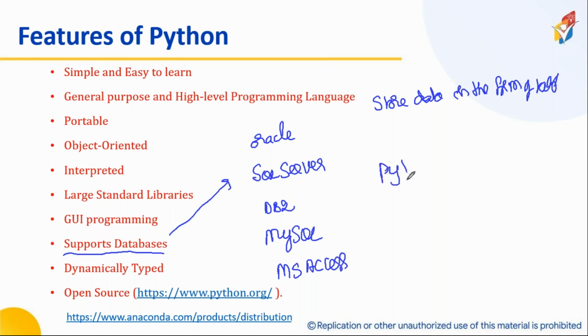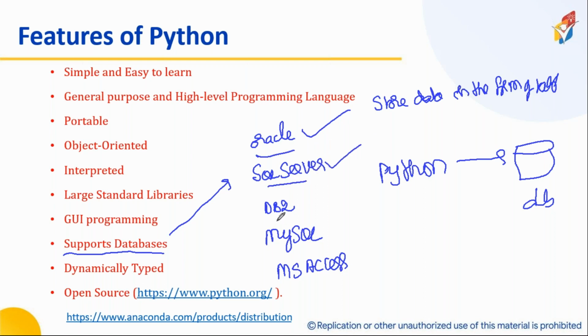Through my Python program, I can connect to any of the databases. I can connect to Oracle. I can connect to SQL Server. Oracle is from Oracle Corporation. SQL Server is from Microsoft. DB2 is from IBM. MySQL is open source software. MS Access is Microsoft Access. You can connect 100+ databases using Python. Clear? Now, if it is okay, I'll go to the next point.